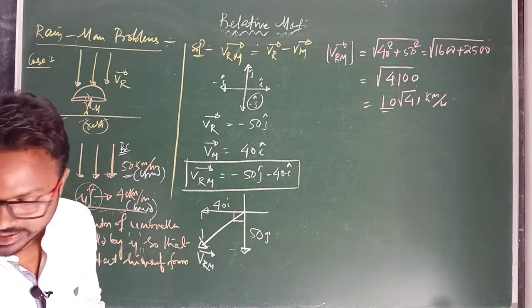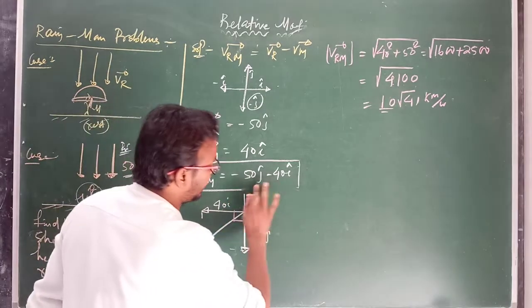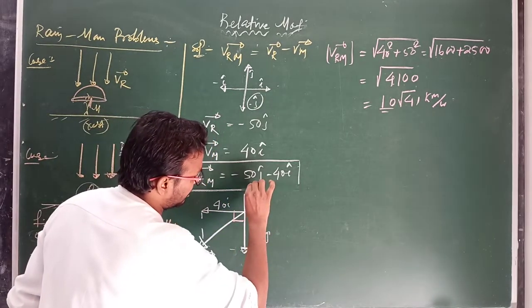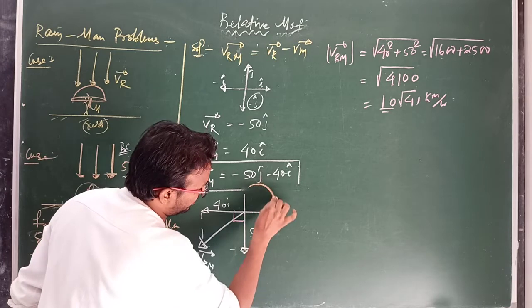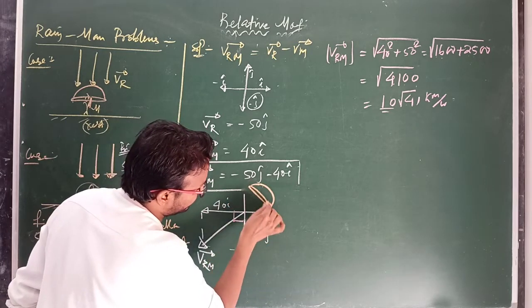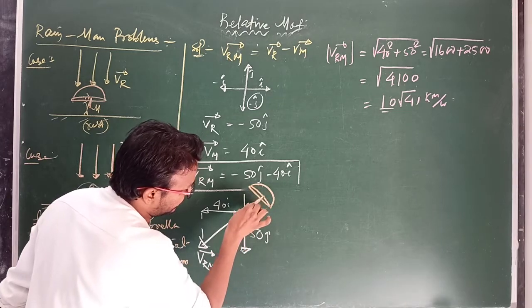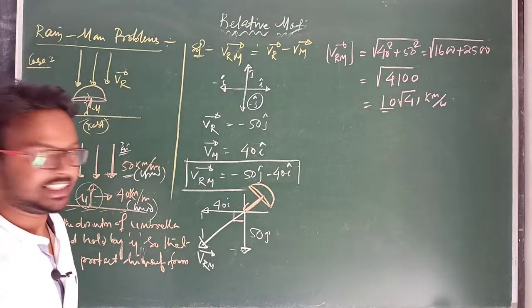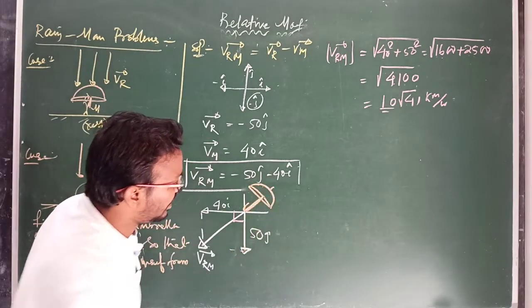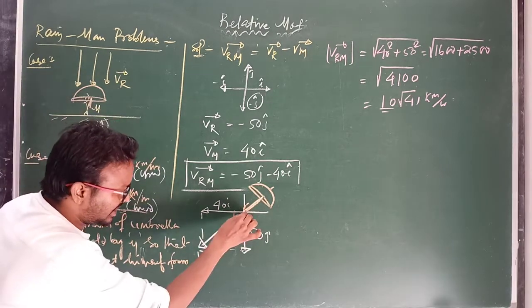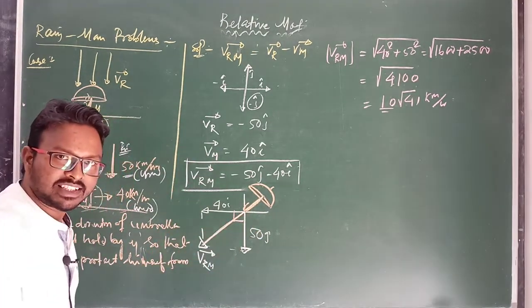So he has to hold the umbrella in this direction. When he holds the umbrella in this direction, then he can protect himself from the rain. Clear? This is the direction of the umbrella. Why? Because this is the direction of relative velocity.